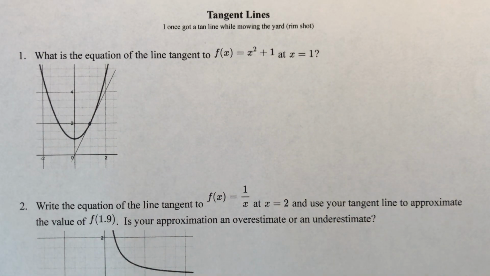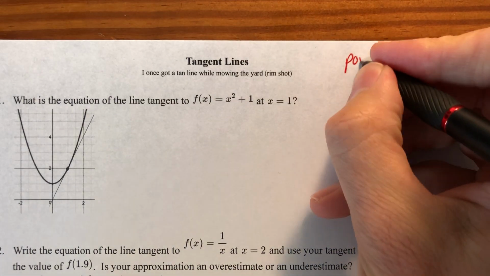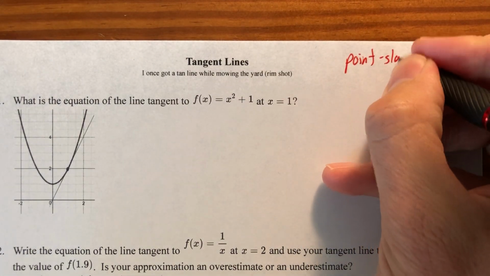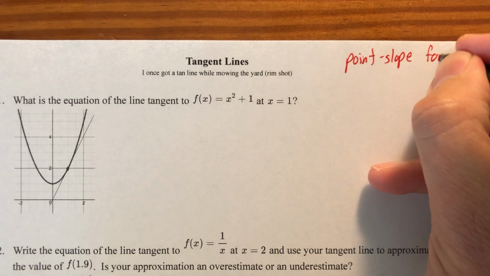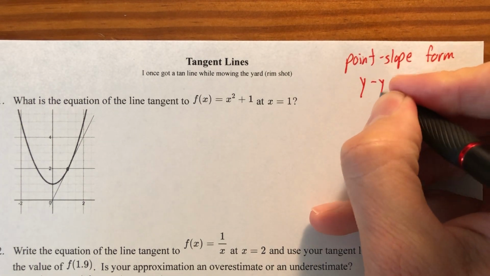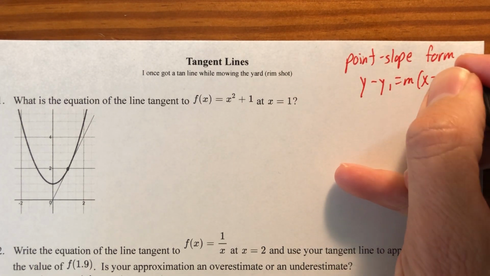We had done a previous tangent line problem, and I did it a different way, but now I'm going to use what is called point slope form. I just find it to be very handy, and I'm going to write it in red like I'm shouting at you. So this is point slope form. You have seen this before many times, but y minus y1 equals m times x minus x1.